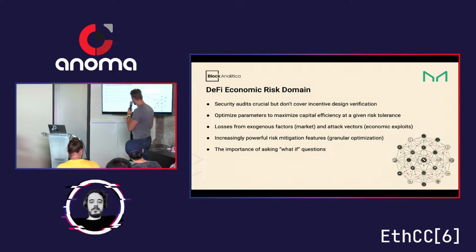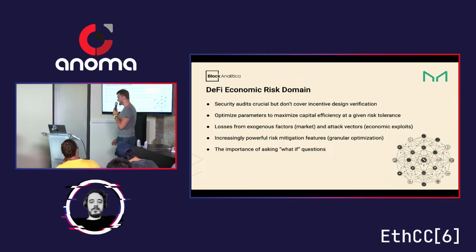While this is not mutually exclusive at all, losses can come either from exogenous factors, that means the market, either volatility or liquidity, or from different attack vectors, basically economic exploits. One example is that if a certain token is highly liquid, we can pump up its price artificially and borrow a massive amount against it, and through that make money at the expense of some protocol economics.